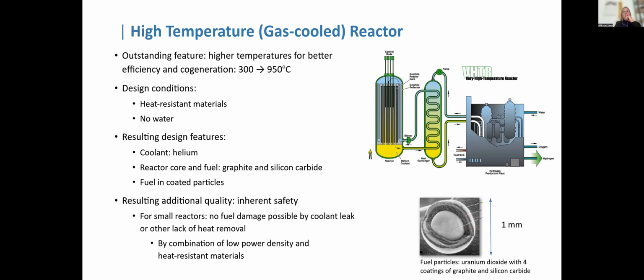And there's a resulting additional quality that comes with it more or less for free. It's so-called inherent safety. If the reactors are small enough, which all SMRs basically are, then there's no fuel damage possible with any coolant leak or other lack of heat removal. So what any other reactor cannot do: switch off the cooling and then do nothing. You always need some kind of emergency core cooling. This reactor can, and then nothing happens. The fuel is that heat resistant. And you can reach this by a combination of the low power density and the heat resistant materials. Next slide, please.